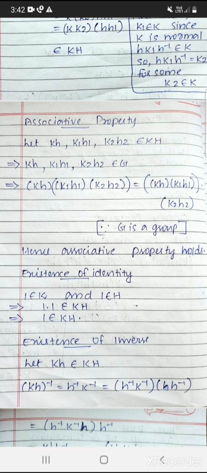Next is existence of identity. I'm taking the identity element from K and the identity element from H. So 1 into 1, which belongs to K into H, that is 1 into 1 is nothing but 1, belongs to KH. Next is existence of inverse. If you take an element kh, the corresponding inverse element must also be in KH. Then only our property will hold. Okay, I'll take the element kh from capital KH.